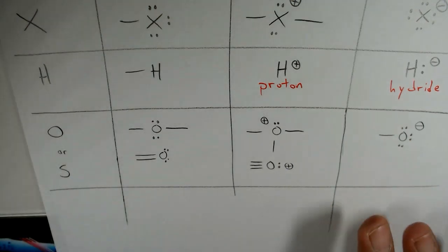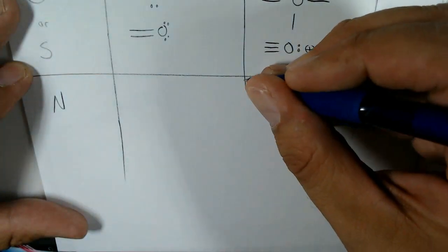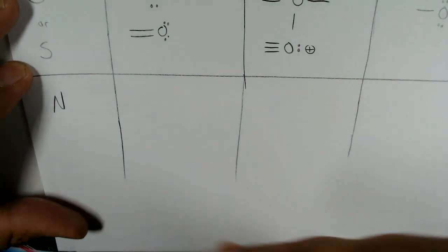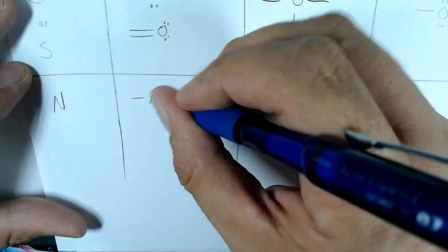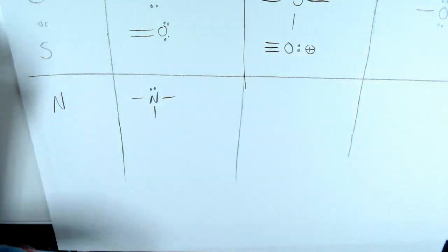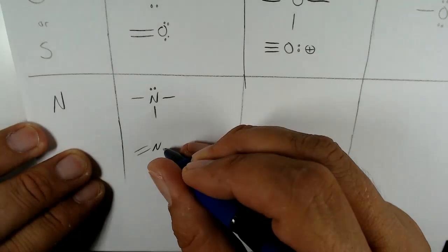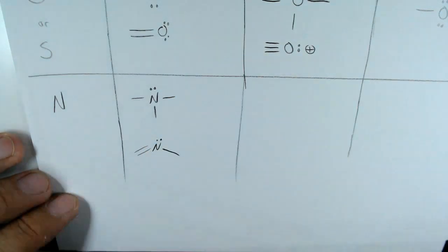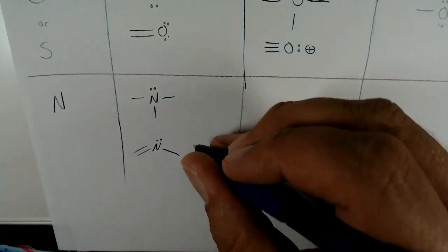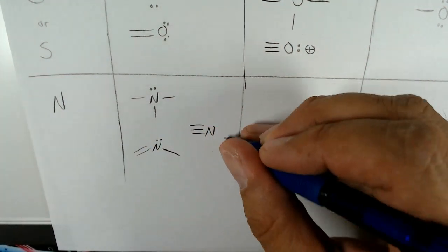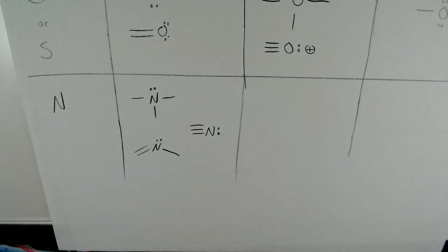All right, going down the chart here, we have nitrogen next. Nitrogen being a group 5 element is typically happy if it has 3 bonds and 1 lone pair, giving it a formal charge of 0. I want to draw some variations for you guys. So there's this variation, and then there's also the one where we have all three together, like that. They're all formal charge of 0.